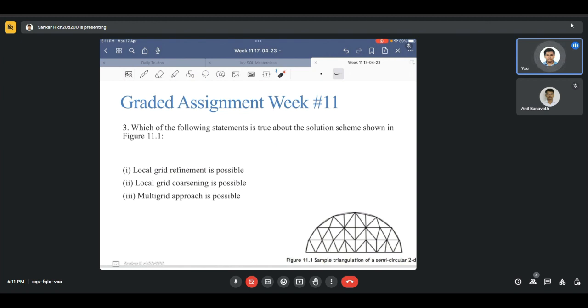Option 3 is that a multi-grid approach is possible, and we have seen in the previous week what the multi-grid method is and how it is used. With the multi-grid approach, we first do this on a fine grid to eliminate the short wavelength errors, and we then proceed to discretize this on a coarse grid and thereby eliminate the long wavelength errors. Which of the following statements is now true about the solution scheme? Can anyone from the audience give an answer here?